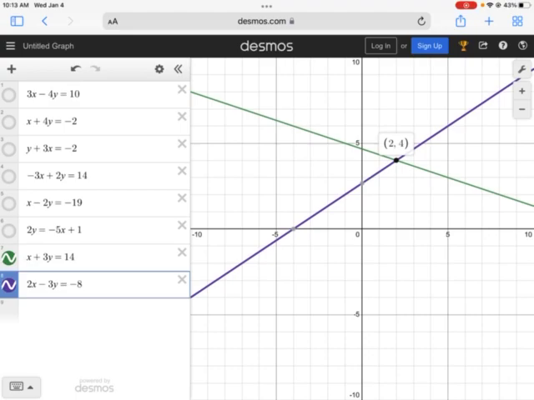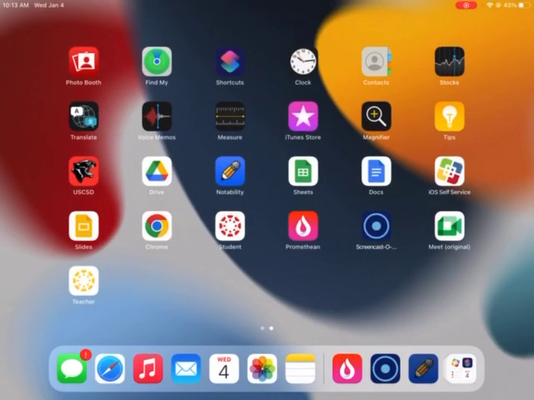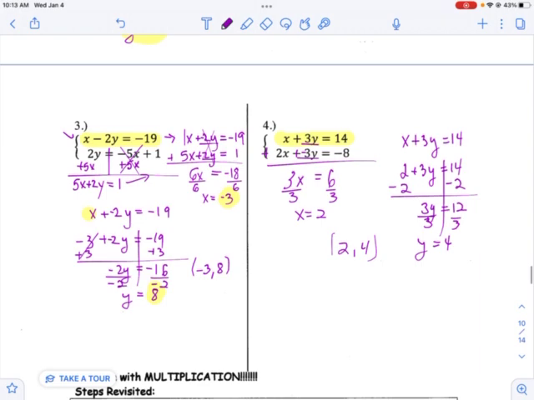My next video will be adding with multiplication. We'll revisit the steps, but we will focus in on step number 2.